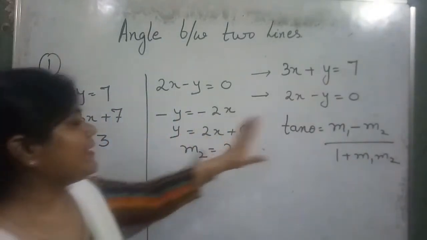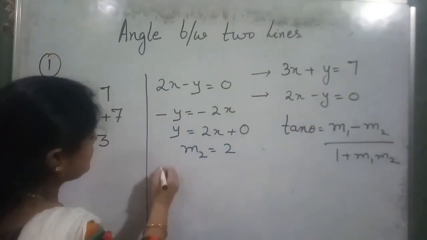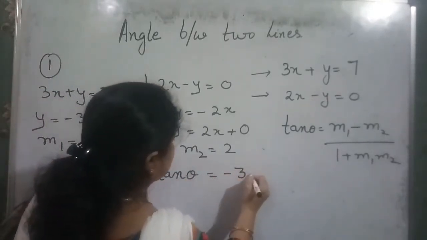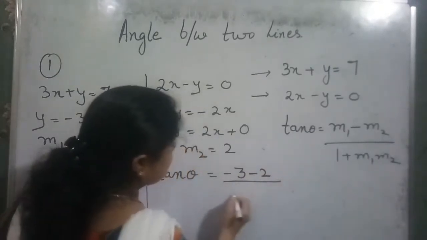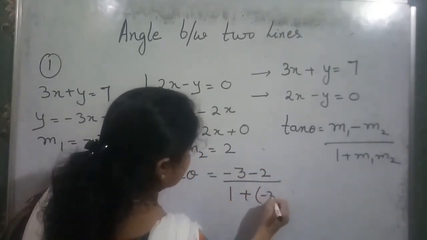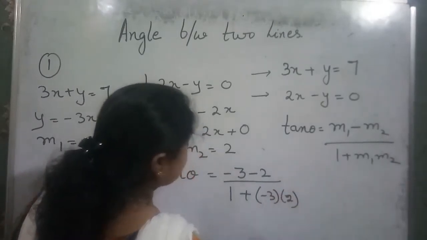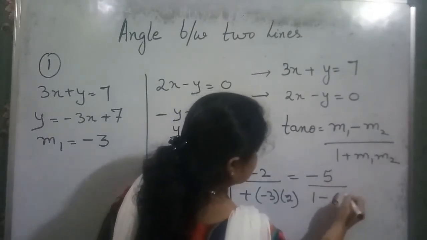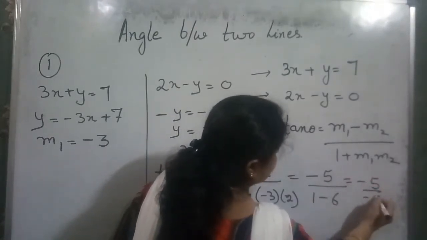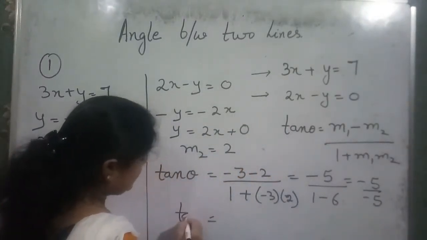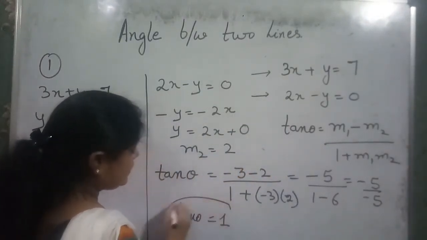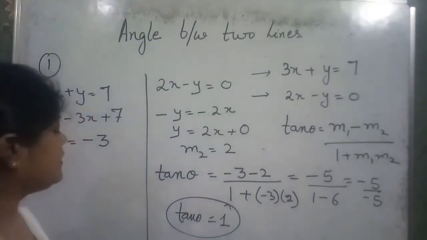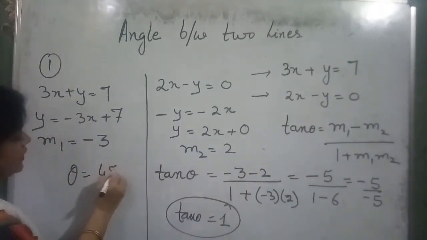We just simply apply these values in this equation and solve it. So we have m1 minus m2, that is 1 minus (minus 3), over 1 plus (minus 3) into 2. Okay, so we have 5 over 1 minus 6, that is minus 5, so minus 5 over minus 5. So we have tan theta is equal to 1, and the value of tan theta is 1 at 45 degree. So the value of theta is 45 degree.